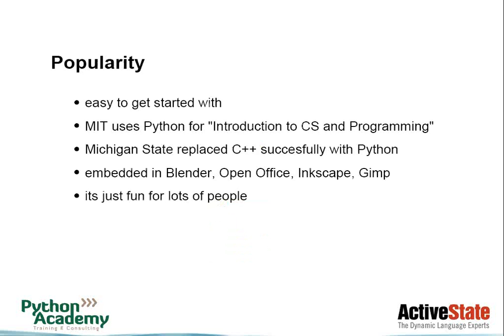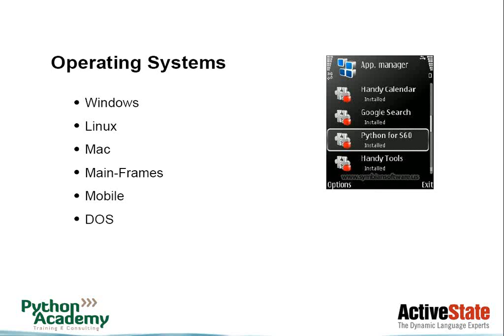So again, it's easy to get started with. For instance, MIT is using Python in their introductory courses for computer science and programming. Michigan State replaced the first semester C++ courses successfully with Python. And it's embedded in a lot of products like Blender, OpenOffice, Inkscape, or GIMP. And a lot of people say programming Python is fun, which is important for a lot of people. Next slide, please. So it works on a lot of different operating systems, all the major ones, Linux, Windows, Mac, but also on mainframes, mobile operating systems, and even old DOS systems if you still have to work with them.